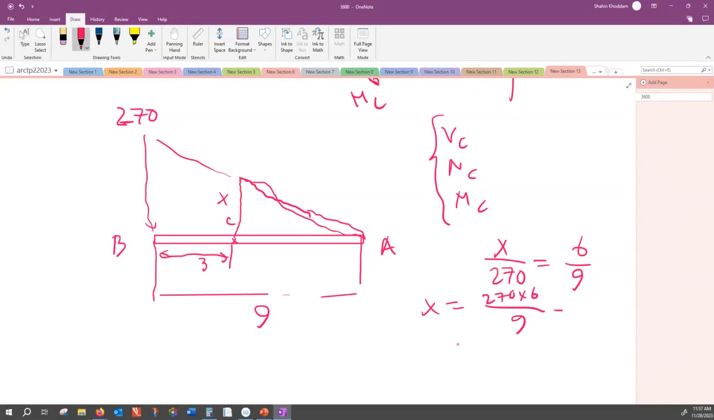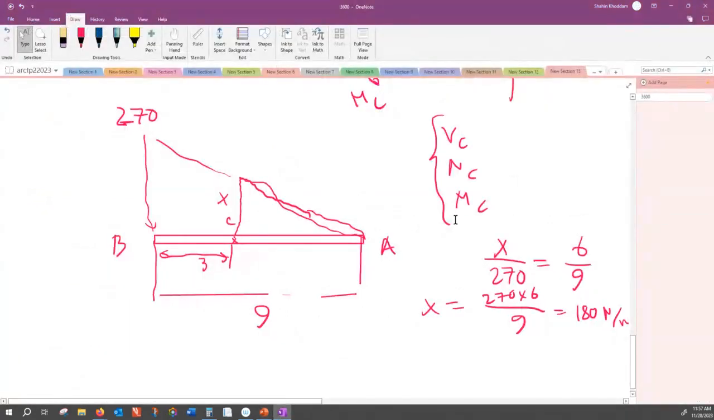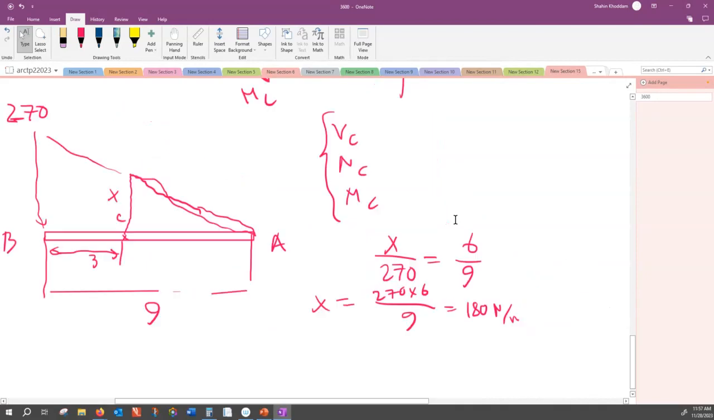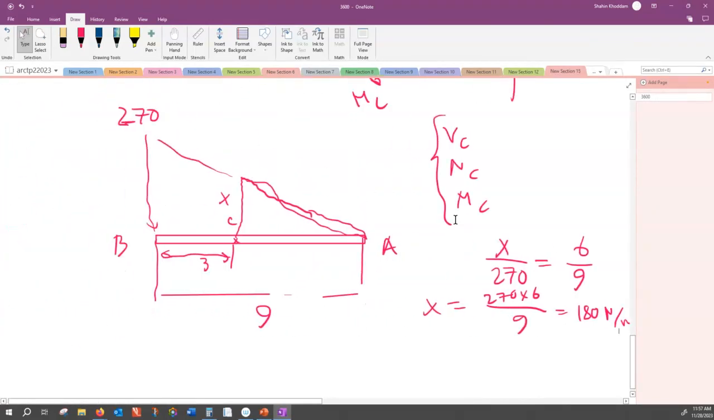So here, that is 180 Newton per meter, or kilonewton per meter. What is the unit? Yeah, Newton per meter. Okay, now with my free body diagram, watch this very carefully.